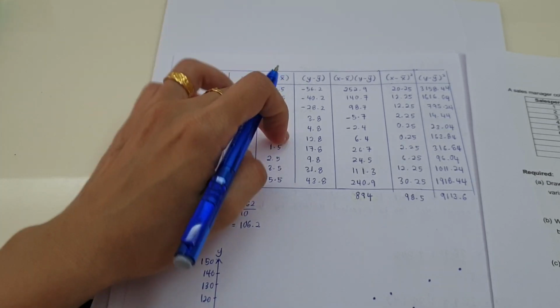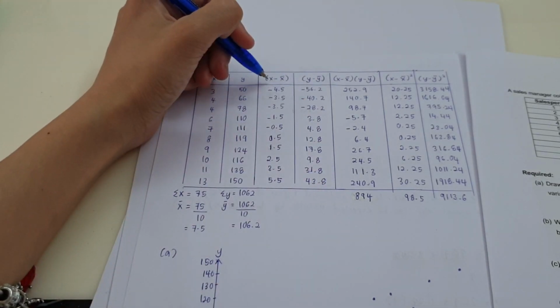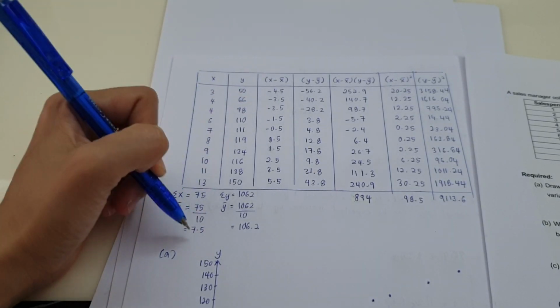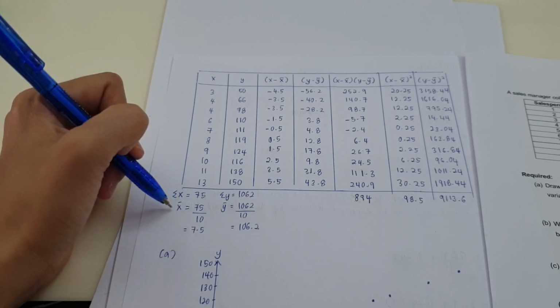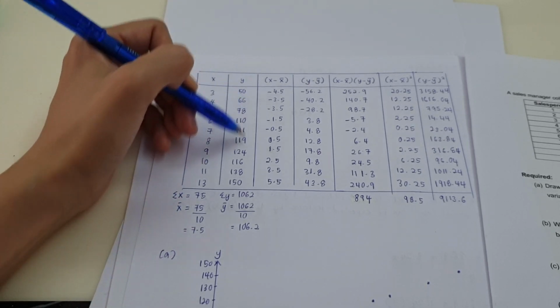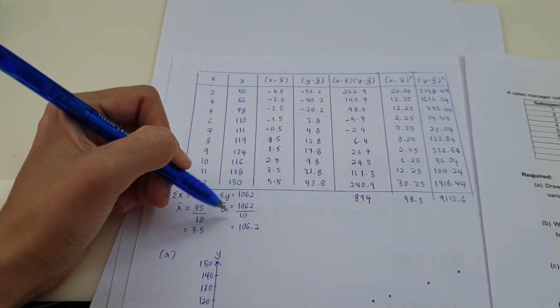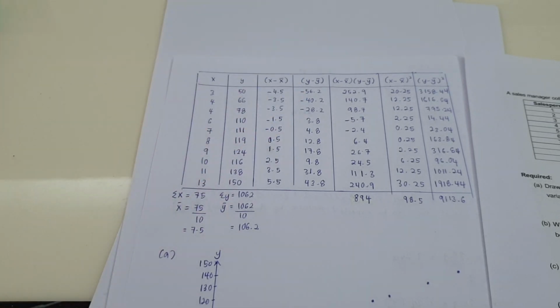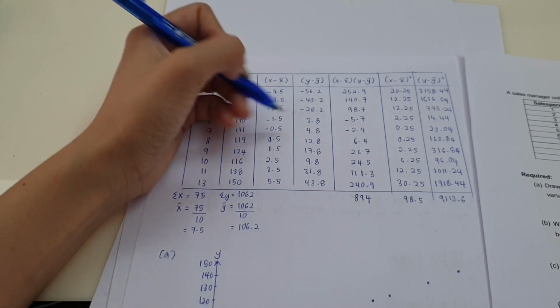After that, you go to the third and the fourth column, which is x minus x bar. So this column minus 7.5, the x bar, and this column y minus the y bar, you will get this answer. Just minus it.